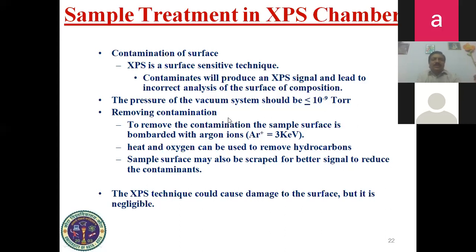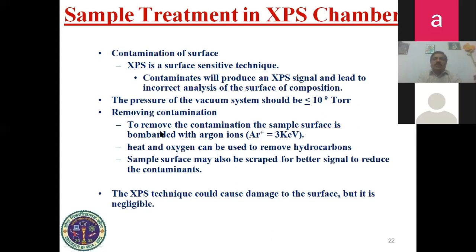How to remove this contamination? Before introducing the sample to the experimental chamber, we have an introduction chamber. This introduction chamber has a pressure of the order of 10 to the power minus 8. With heating and oxygen bombardment, we can remove hydrocarbons from the sample surface. The sample surface may also be scraped physically. This is mechanical scraping to reduce the contaminants.